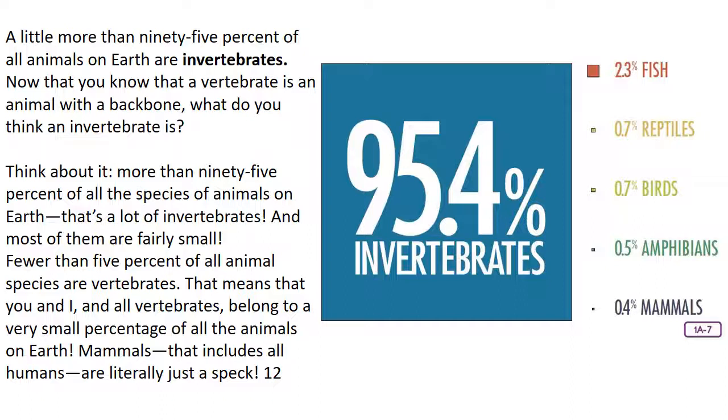Mammals, that includes all humans, are literally just a speck. Ignore that little 12. 2.3% are fish. 0.7% and 0.7% are reptiles and birds. Amphibians only take up 0.5%, and 0.4% is mammals, and that covers humans. Goodness gracious. But 95.4% of life on this planet is invertebrate.